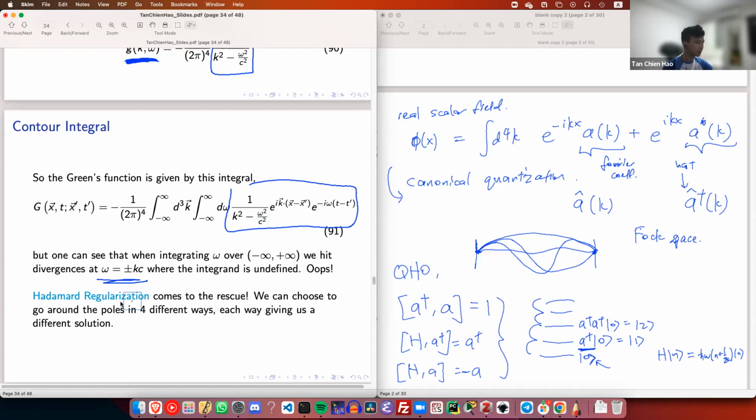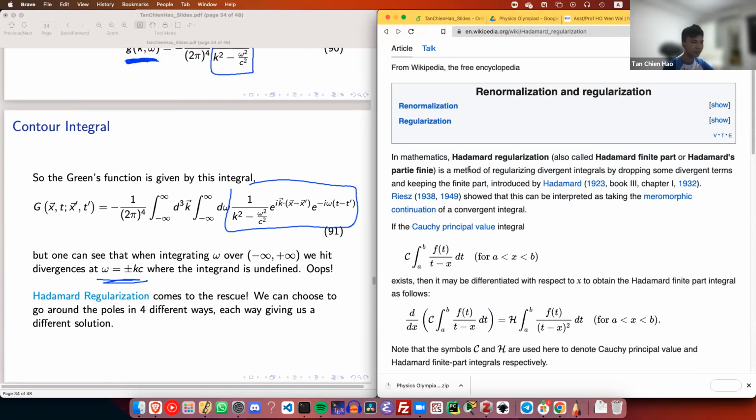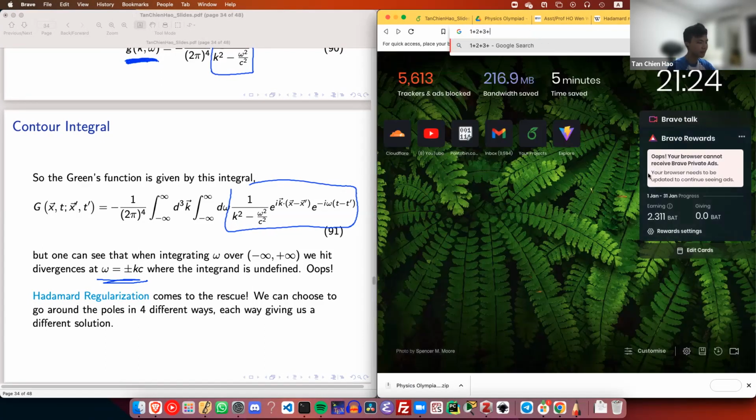Basically, Hadamard regularization is a method of regularizing divergent integrals. And what does regularizing divergent integrals mean? It means that I am assigning a meaningful value to divergent integrals. And in fact, we see regularization pop up all over the place in math. You might know the famous identity.